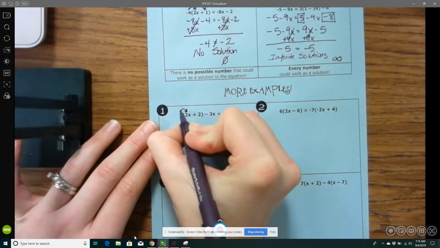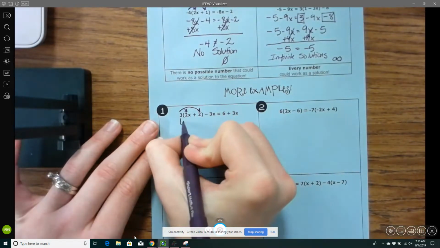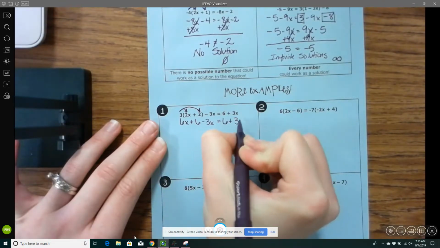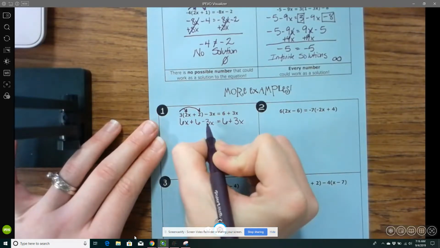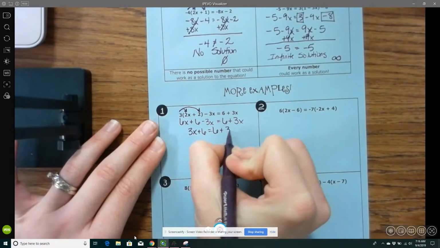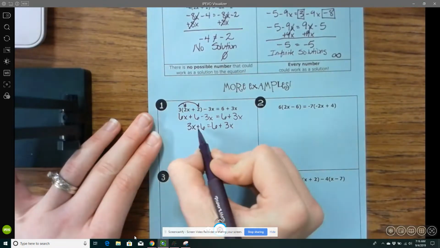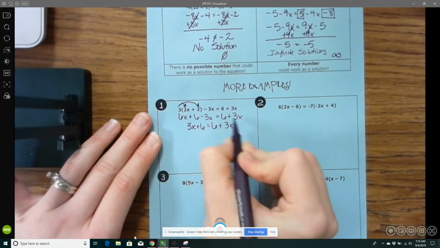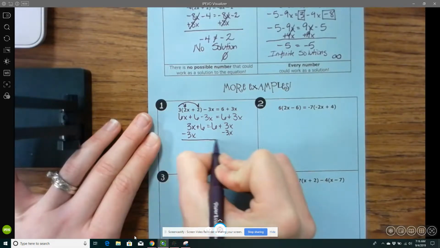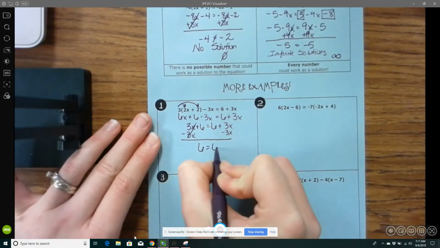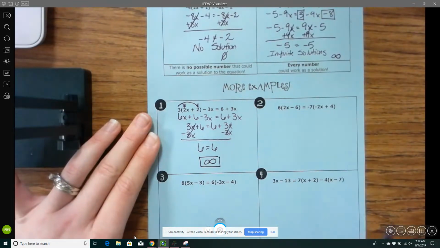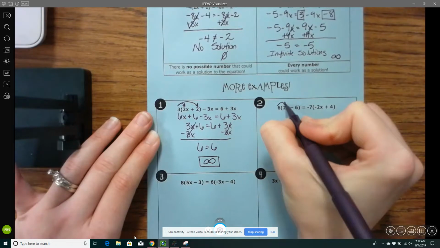So again, we've got to distribute and combine like terms before we do anything else. So positive 6x and a negative 3x would give me 3x plus 6 equals 6 plus 3x. So I can tell by looking at this one, this 3x plus 6 is exactly the same as 6 plus 3x. So I know that when I work this one out, I'm going to get 6 equals 6, which are infinite solutions.